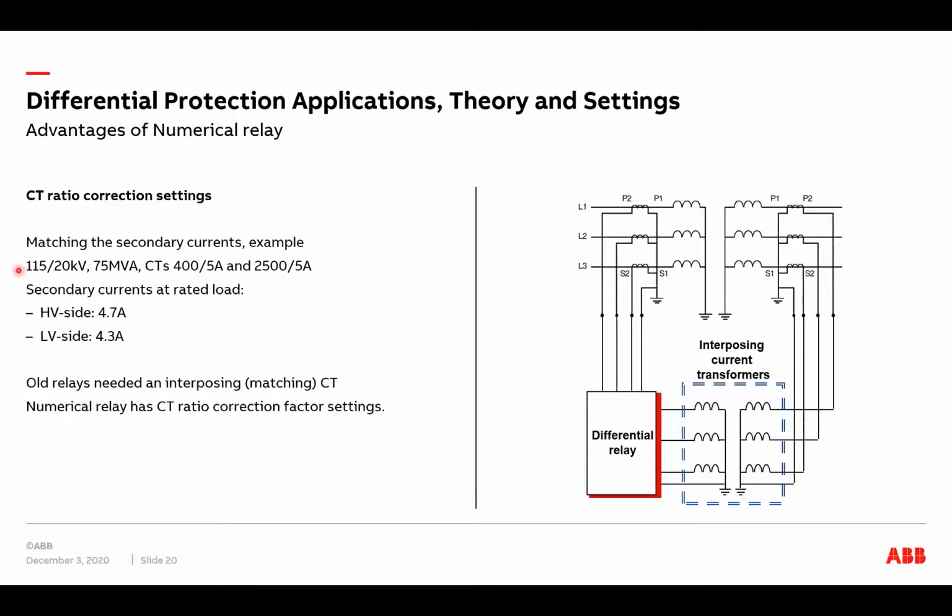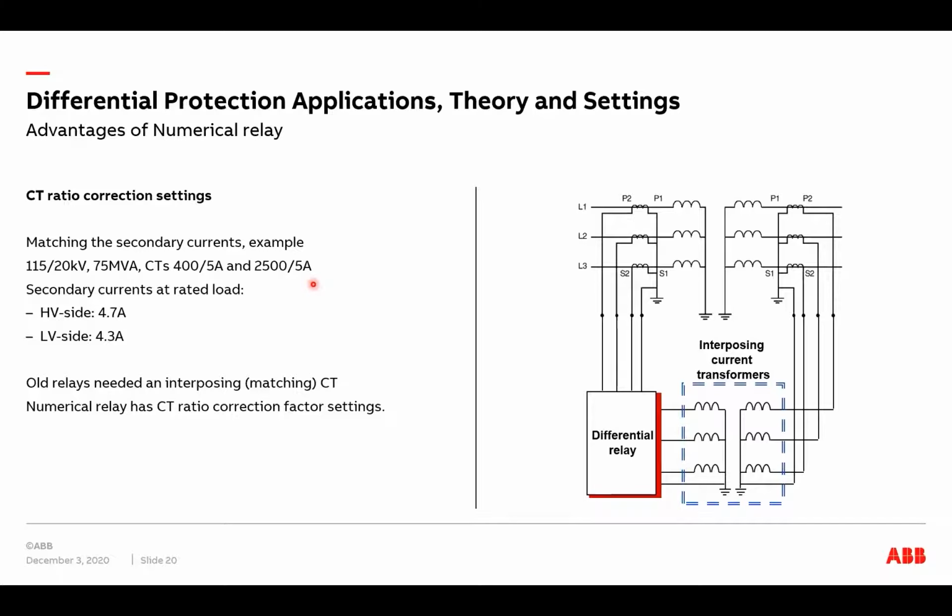What we have here now is a power transformer, which has 115 kV on the primary side and 20 kV on the secondary side. It's a 75 MVA transformer, and on the primary side we are using 400 to 5 CTs, and on the secondary side 2500 to 5 amp CTs.